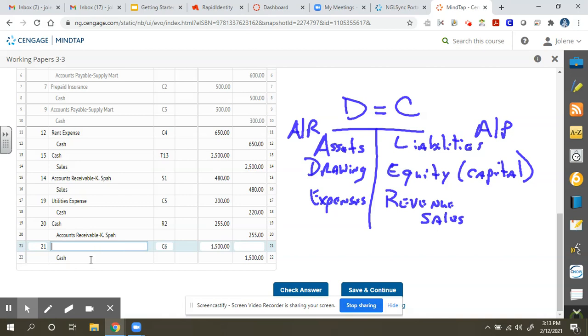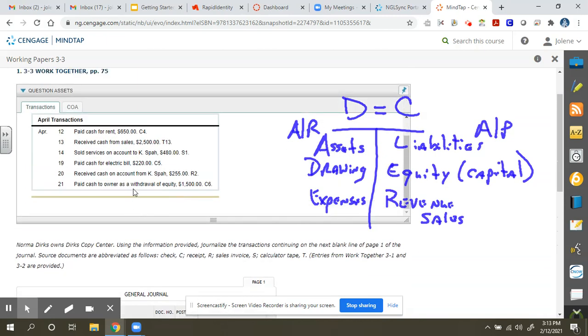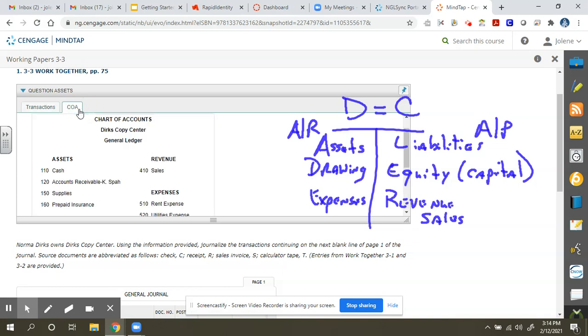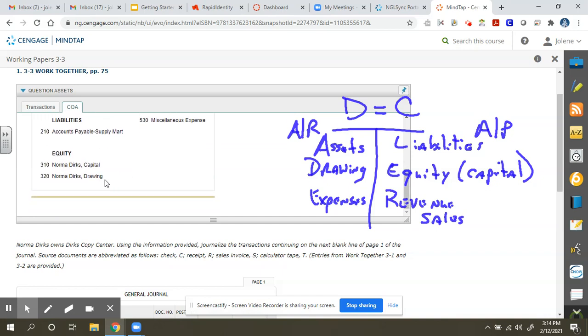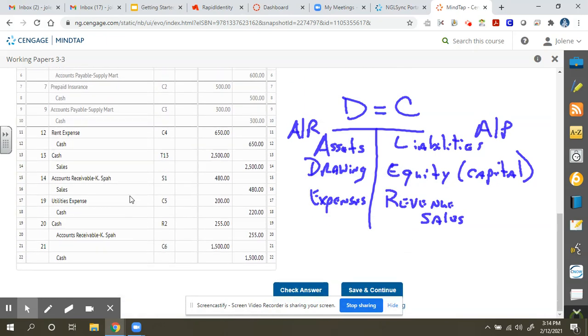Now we have to figure out what account goes in here. And I told you at the beginning, today was going to be the first time where you were using this drawing account. This is a withdrawal. Notice it says withdrawal. Now, Norma Dirks owns her business and she has her personal life. She can legally take money out of her business because it's her money, and she can use it for her personal life, but she has to record it. So that's why we're using this Norma Dirks drawing account. The drawing means that she took the money out to use for her personal life.